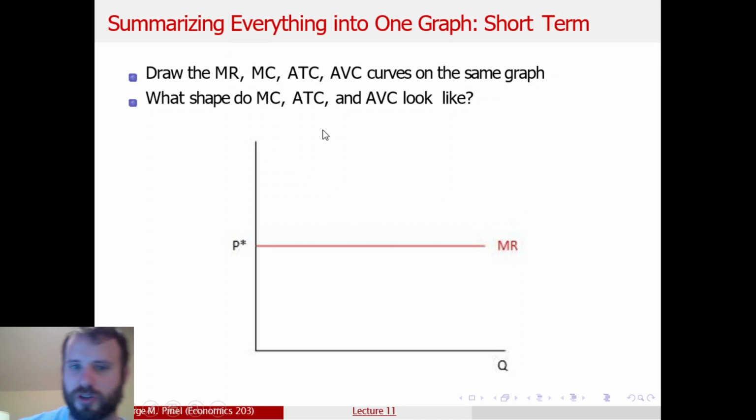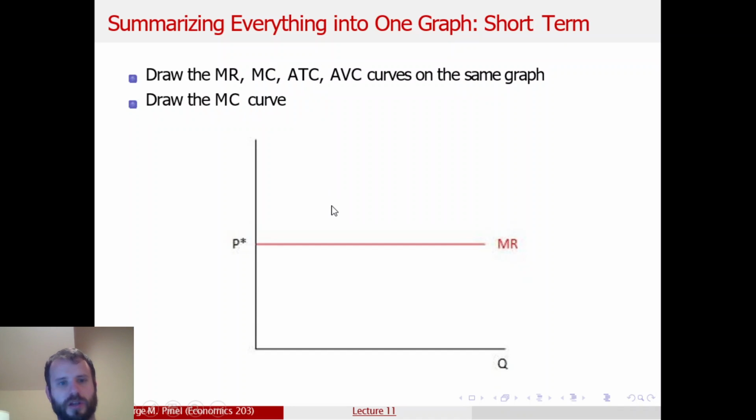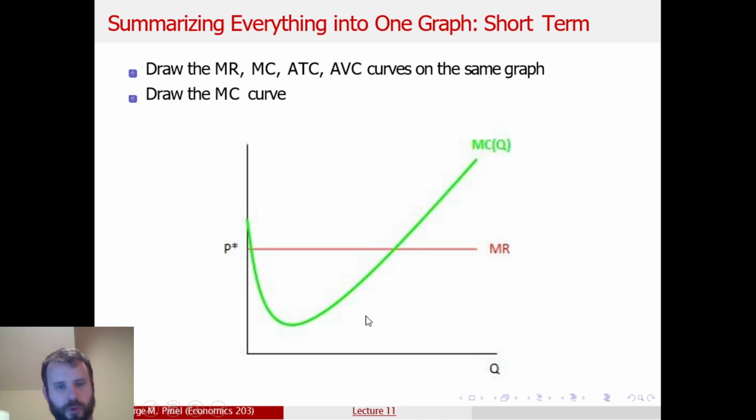What shape do marginal cost, average total cost, and average variable cost look like? If you said fishing hook, if you said Nike shaped, you'd be correct. They're like a little swoosh, like a little hook. Draw the marginal cost curve. We're just going to presume that there's one given marginal cost, so it's going to be shaped like a Nike swoosh. So we're just going to draw that. Boom. There's your swoosh.